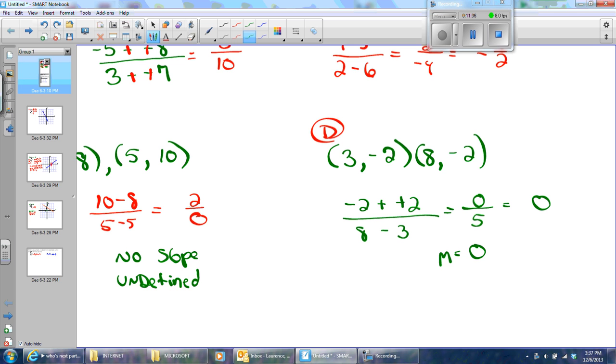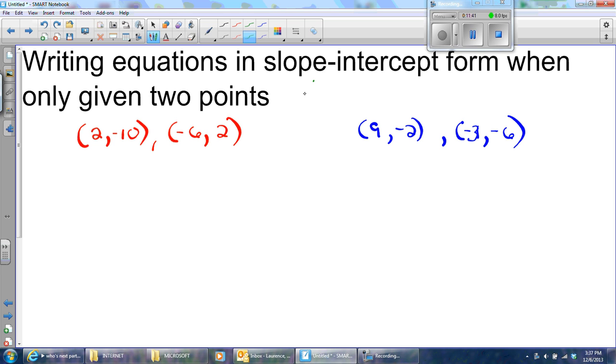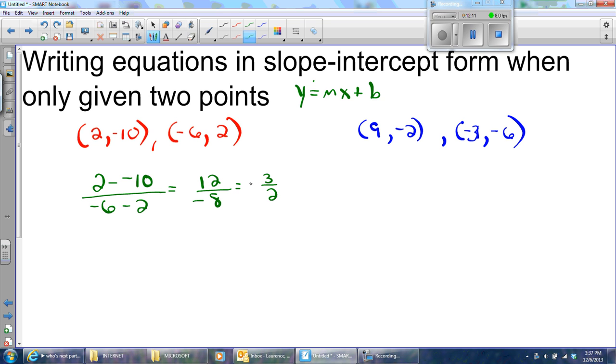All right, let me get to a new page here. Now, we should be able to write our equation when only given 2 points. Write it in slope-intercept form, y equals mx plus b. I need to know the slope. Well, that's easy enough to figure out. I just did that kind of stuff. Let's go with the slope on this one, 2 minus negative 10 over negative 6 minus 2. And I'm going to get 12 over negative 8. And that is going to simplify to 3 halves, and it'll be a negative.